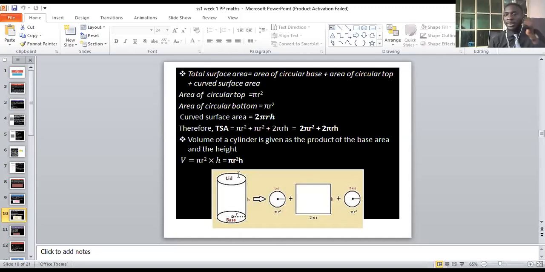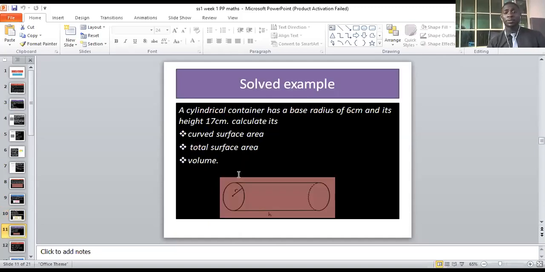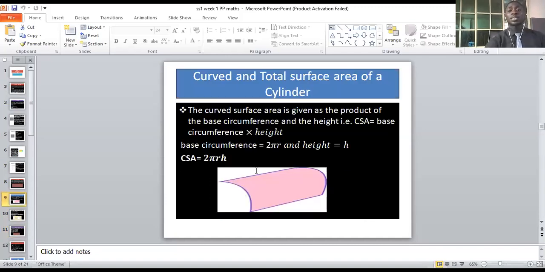Let's take an example. A cylindrical container has a base radius of 6 centimeter and its height is 17 centimeter. Calculate the curved surface area. From the explanation, you all know that curved surface area is given as what? 2 pi r h. The product of the curved circumference, the base circumference, and the what?